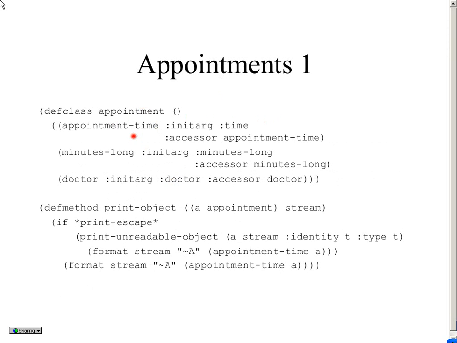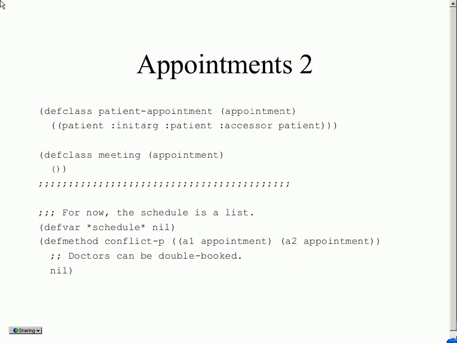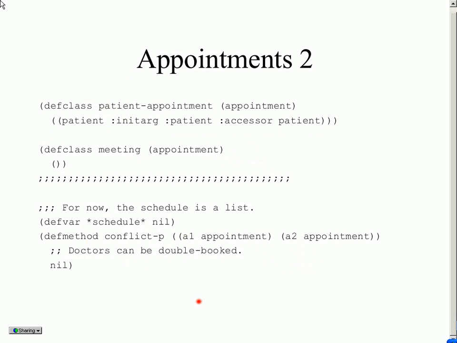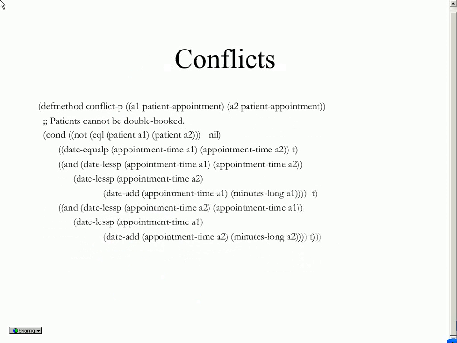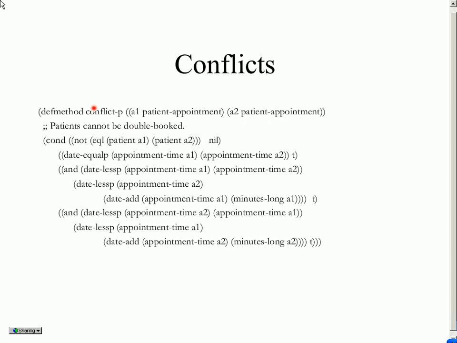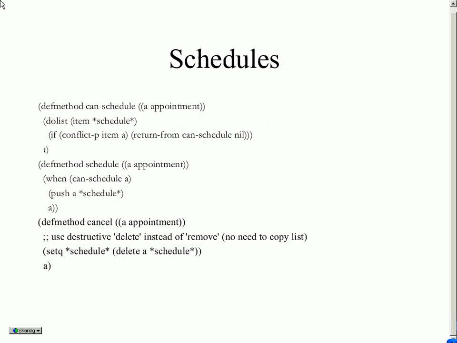And now what we're doing is an appointment calendar, and we start out creating classes of appointments. One kind of appointment is a patient appointment, and there's a meeting appointment. We start creating schedules, and we also start looking for conflicts. And the type gets really tiny on this slide, I'm sorry. But here we have two patient appointments, and we see whether they conflict or not. And now we start building schedules.